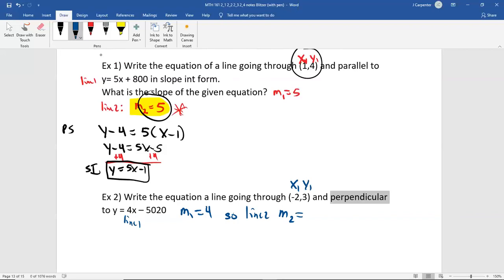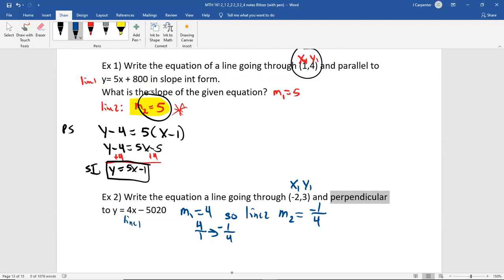Well, that's perpendicular, so it's the negative reciprocal, which means we flip it and we change the sign. So that 4, we could rewrite as 4 over 1, and then when you flip it and change the sign, you don't just get 1/4, it's -1/4. So those are the perpendicular slopes. 4 versus -1/4, those would be perpendicular lines that would meet at a right angle.